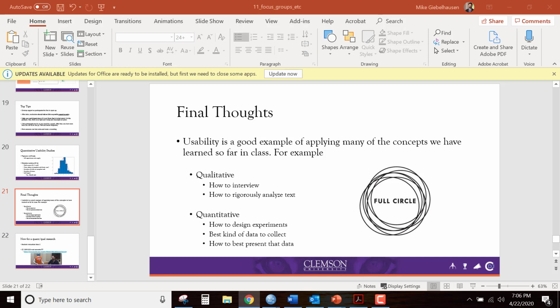Yeah, hold on a second. So there's a little question about how we would go about analyzing qualitative data, which is some sort of grounded theory, line by line analysis. How we would go about analyzing quantitative usability test data. Essentially, we want to use the same techniques we used on experiments.